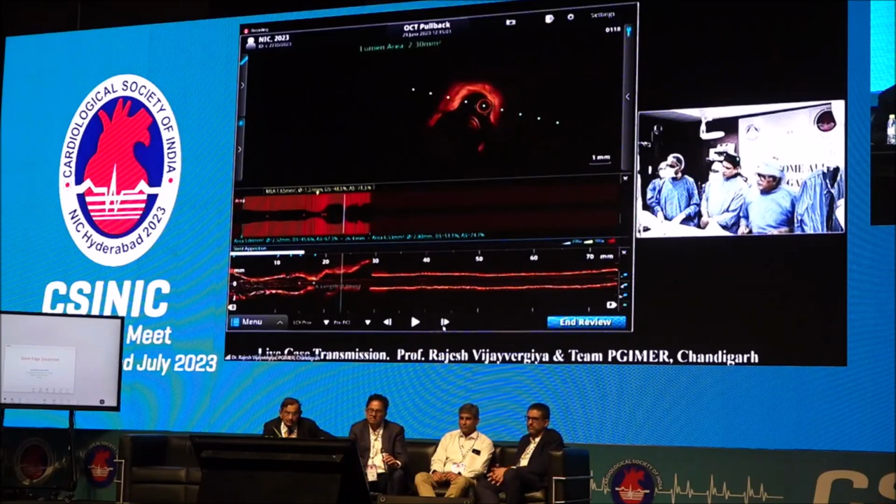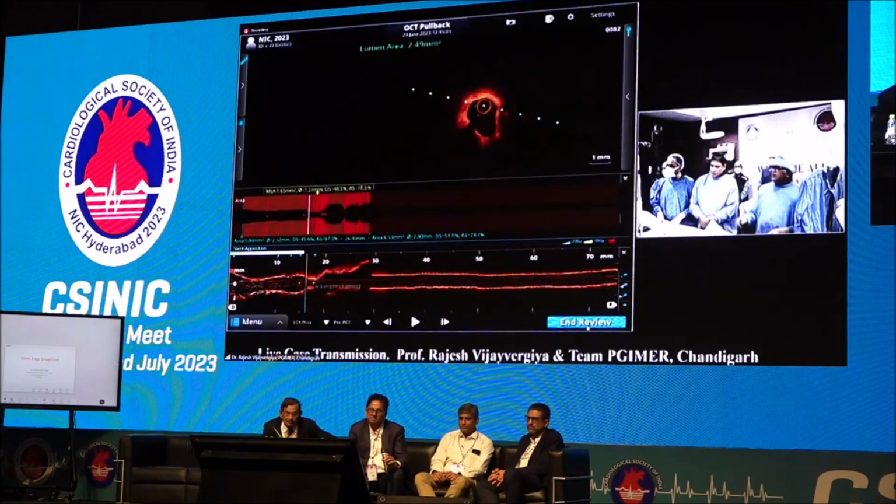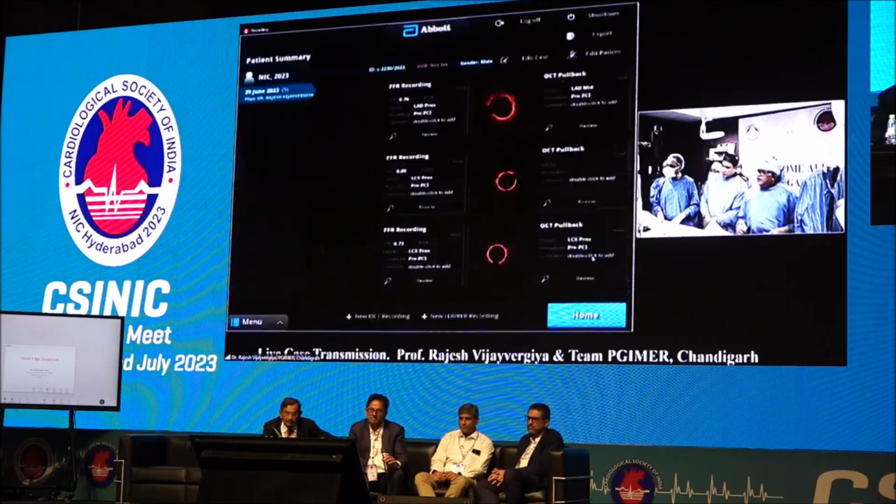Left main dimension over here is 4.5. The proximal LCX is 3 millimeter. Ostium again is 3 millimeter in dimension. Can you show the LAD OCT run as well?